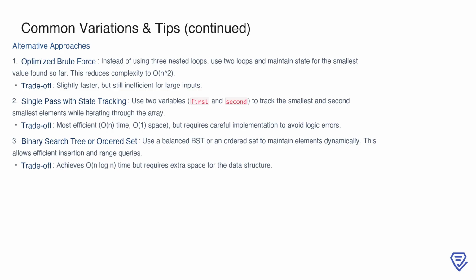Lastly, you could use a binary search tree or an ordered set to dynamically maintain elements. This approach allows for efficient insertion and range queries and achieves O(n log n) time complexity, though it requires additional space for the data structure. Each method has its strengths and weaknesses, so the choice depends on the constraints and requirements of the specific problem.